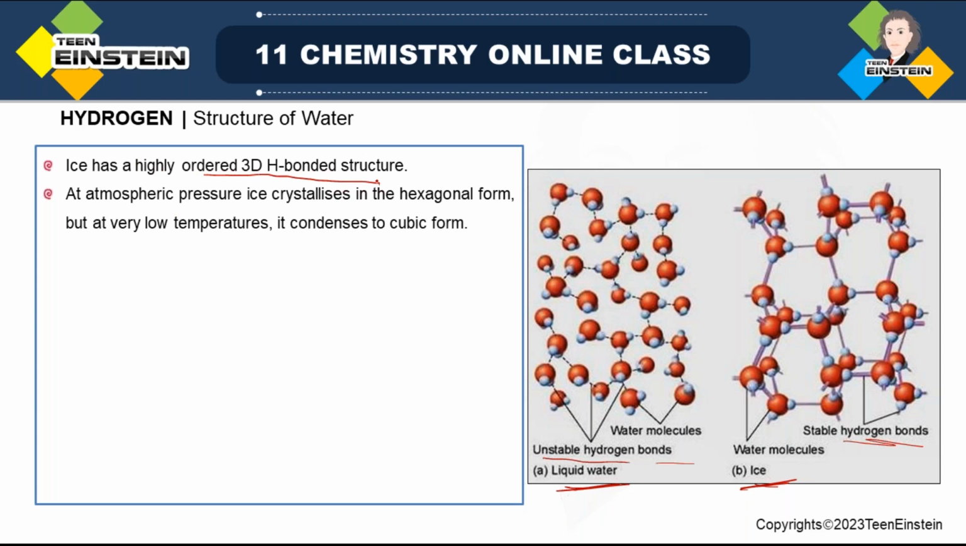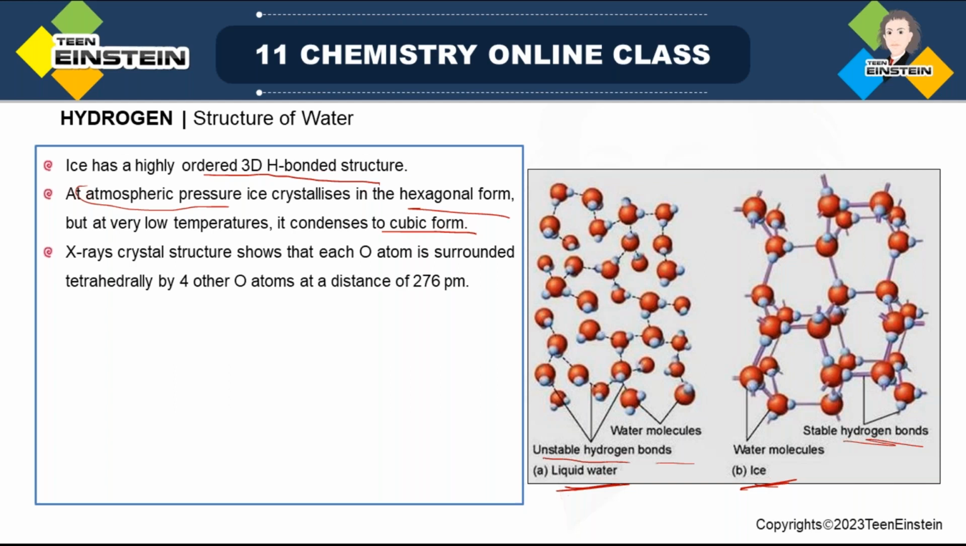Now remember, for this type of crystal formation, two different forms are possible. If it is at atmospheric pressure, then the crystal of ice is in hexagonal form. But if it is at very low temperature, then it condenses to cubic form. So depending on the condition, it may have different types of crystal shape.